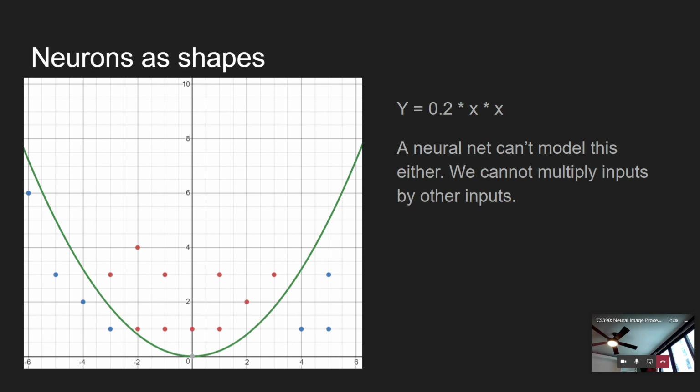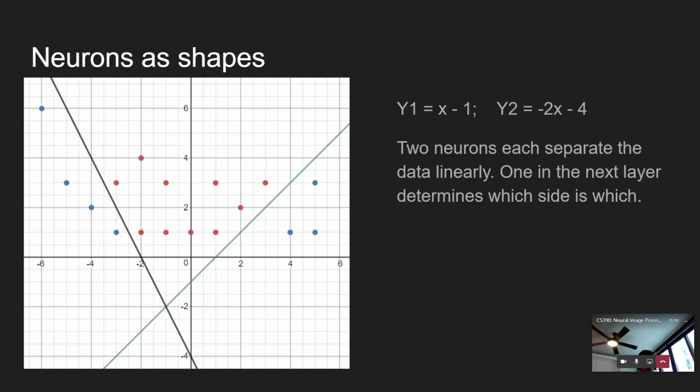However, we could do something like this. In this case, we have two neurons: y1 equals x minus 1, and y2 equals -2x minus 4. These two neurons, combined with some other neuron probably controlling them on another layer, can do this classification.